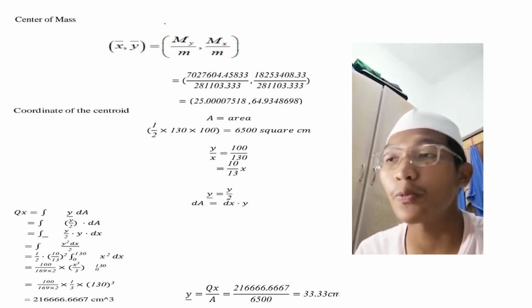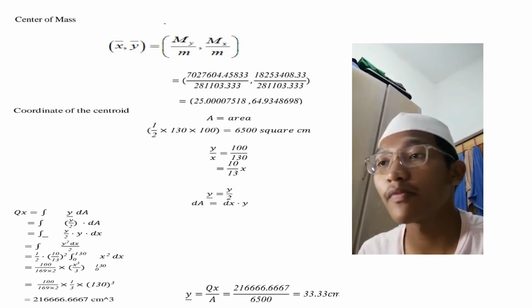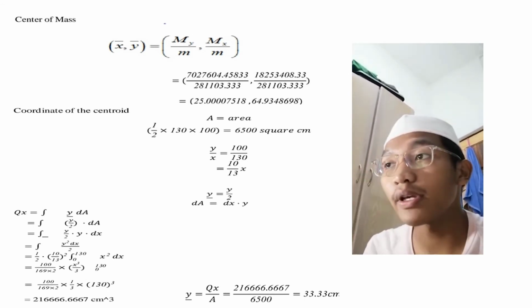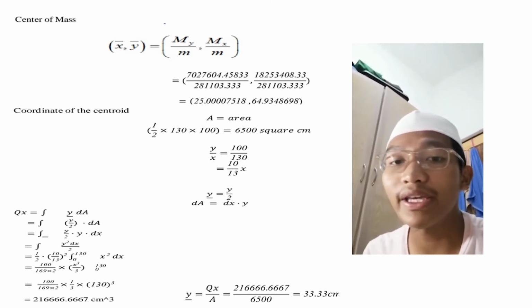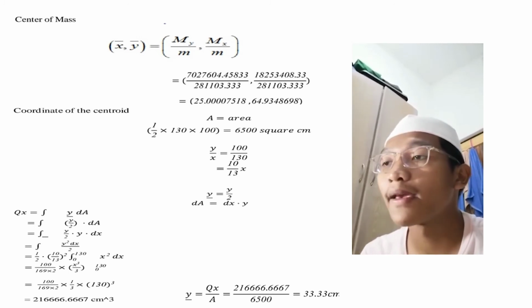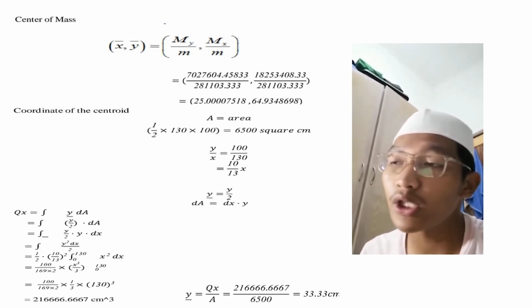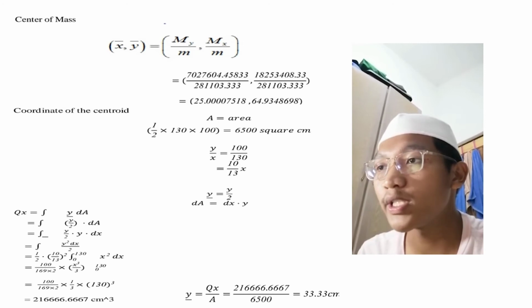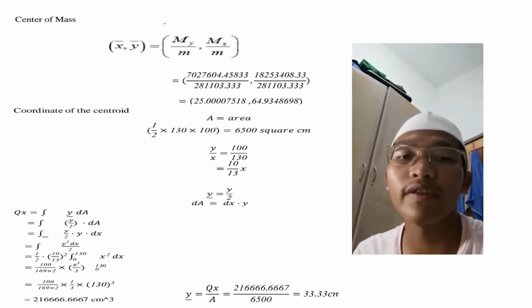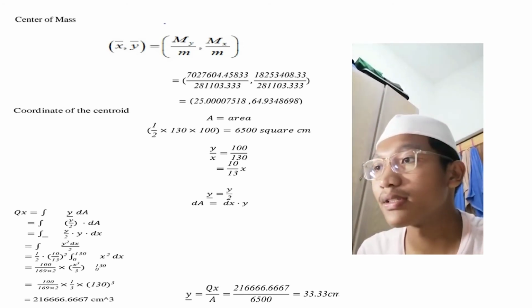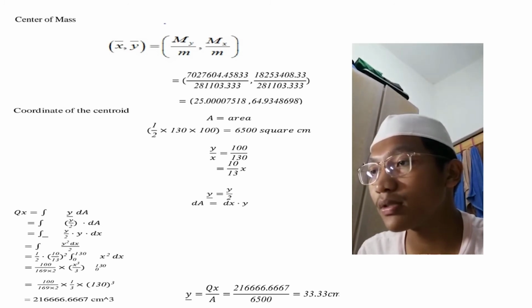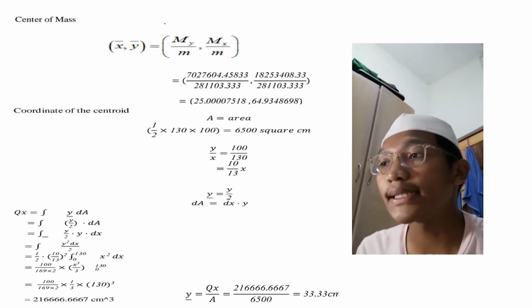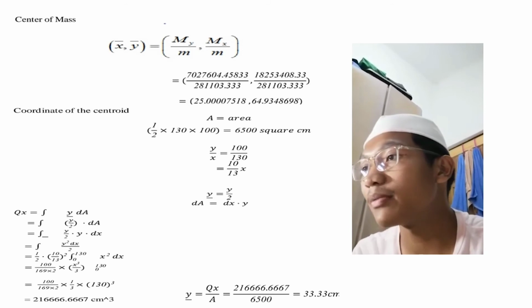21666.6667 centimeter cube. And then from the answer, you can find the value of y bar, which is y with the line below, equal to Qx over A, where the value of A is the area of the triangle. Alright, so by substituting that, you will get 33.33 centimeter.